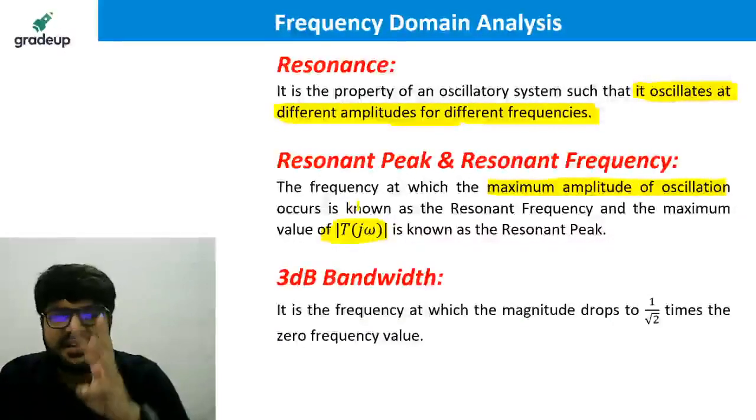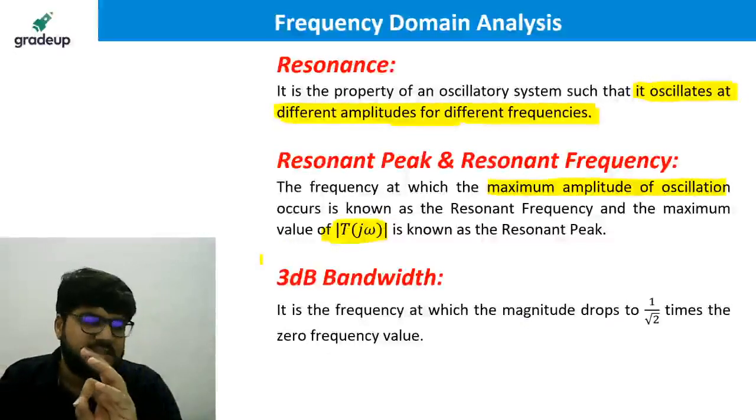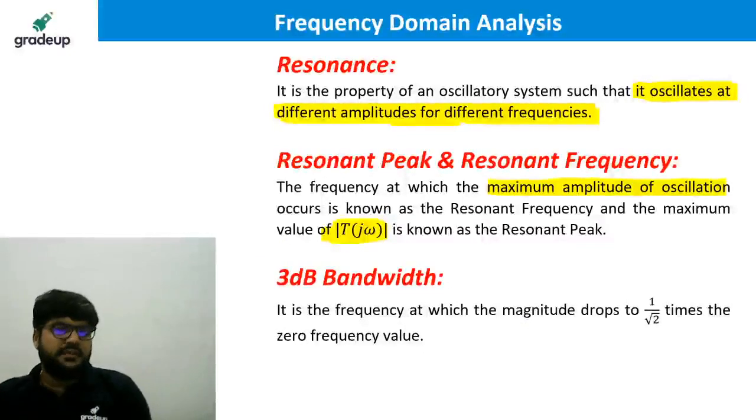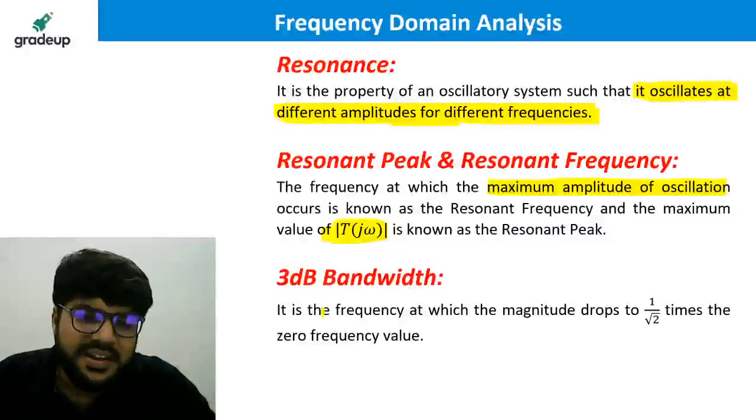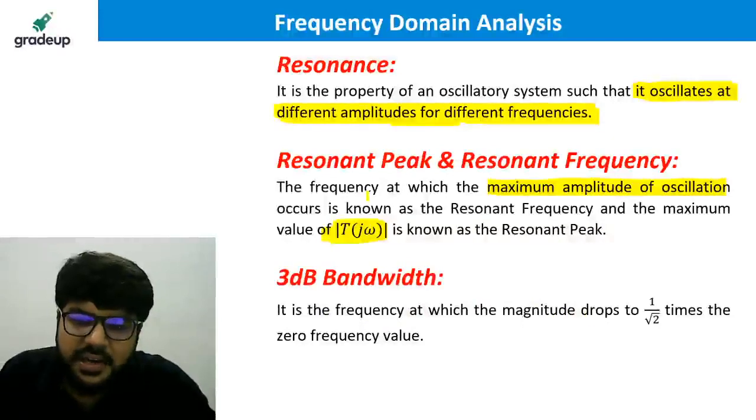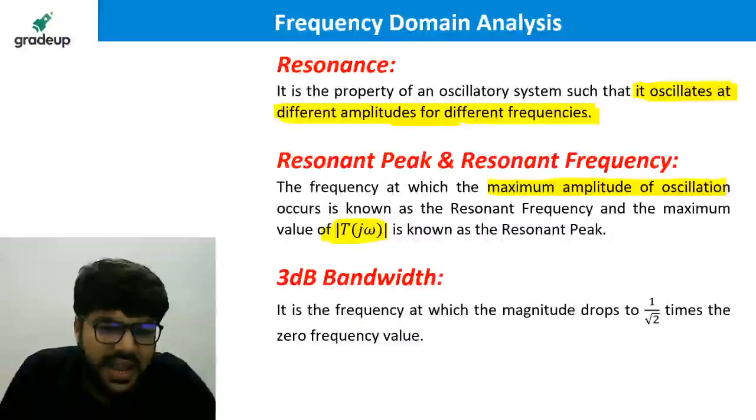Okay, so these are the three calculations that we are going to learn in this class: the resonant frequency, resonant peak, and the bandwidth, for first order and second order systems. The 3 dB bandwidth is the frequency at which the magnitude drops to 1 by root 2 times the zero frequency value. Why is it taken like that?